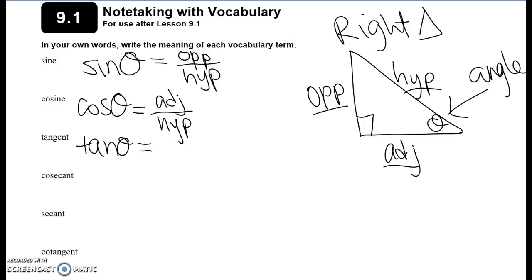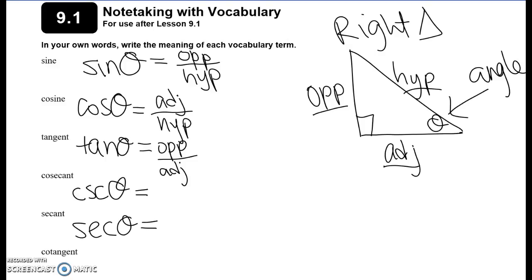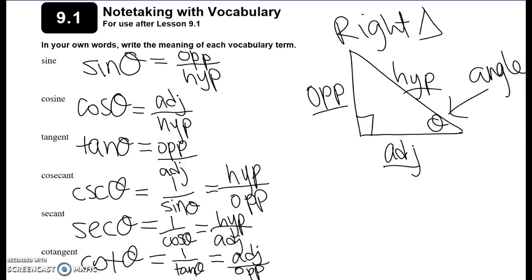I'm abbreviating, so you learned this before in SOHCAHTOA when you did geometry. So sine is opposite over hypotenuse, cosine is adjacent over hypotenuse, tangent is opposite over adjacent, and then we have cosecant, which is CSC theta. We have SEC theta and COT of my angle. So go ahead and fill these in your packets.